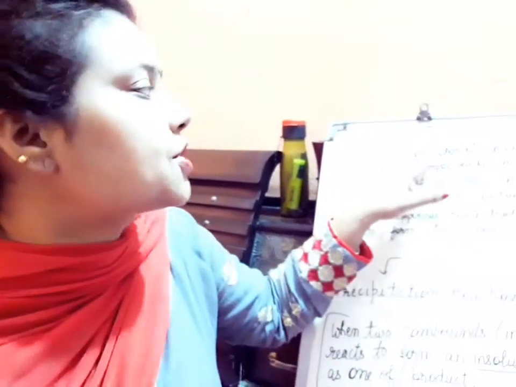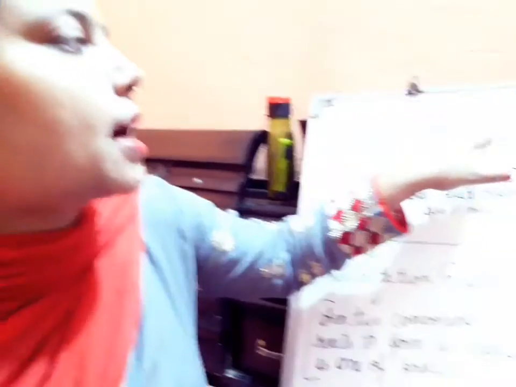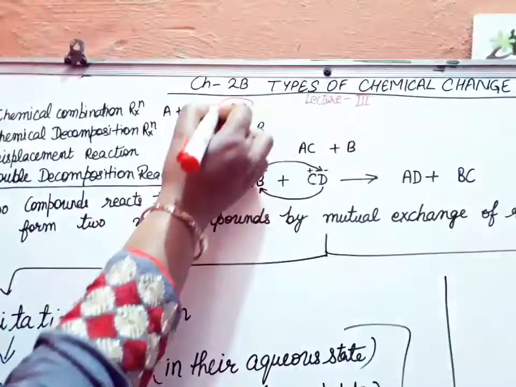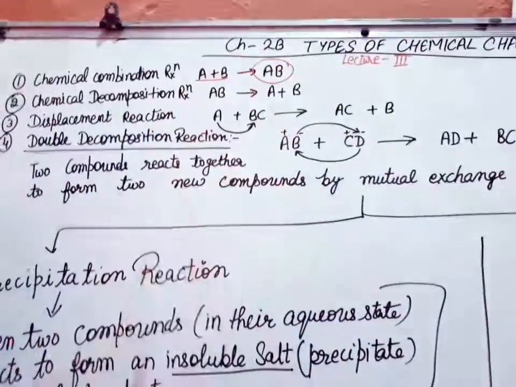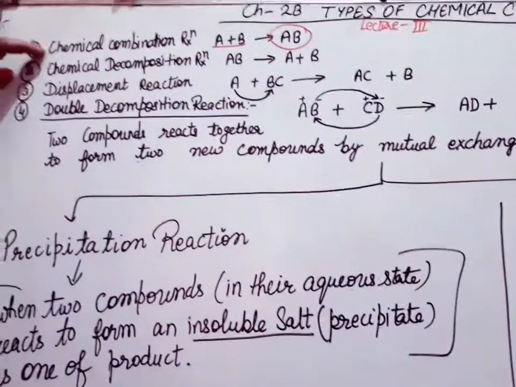We were doing chapter number 2b, types of chemical change, and we have discussed the three types. First type, chemical combination reaction. In this, the two reactants combine to form a single product. You can see this is combined to form a single product. So this is a chemical combination reaction.